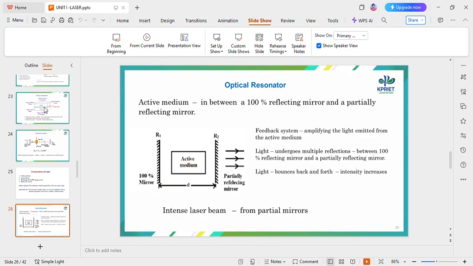In the optical resonator, the active medium is kept between two mirrors. One mirror is 100% reflecting and the other mirror is partially reflecting. When the light is emitted from the active medium, the photons are made to move between the partial mirror and the 100% reflecting mirror. So the light undergoes multiple reflections, bounces back and forth, and gives a highly intense beam of laser. We can extract that intense beam of laser through the partial mirror.